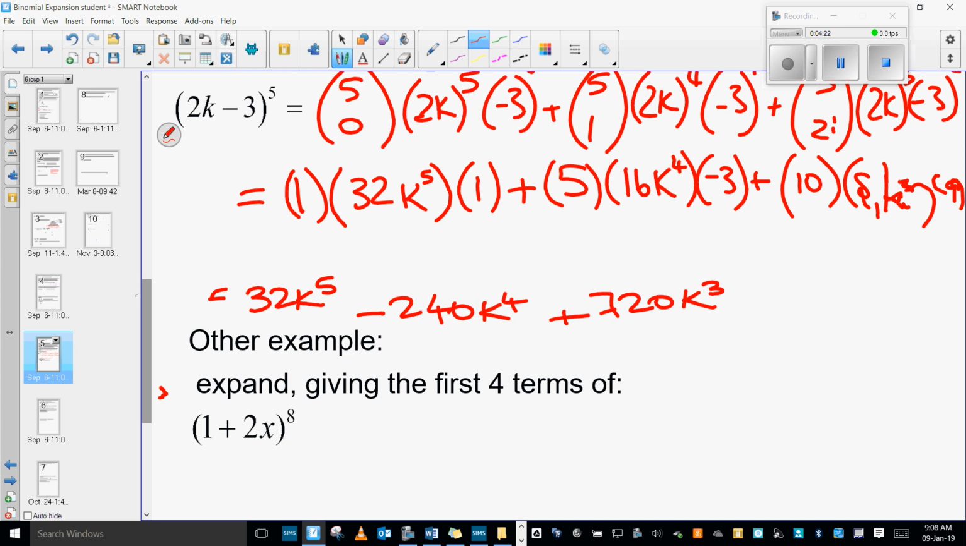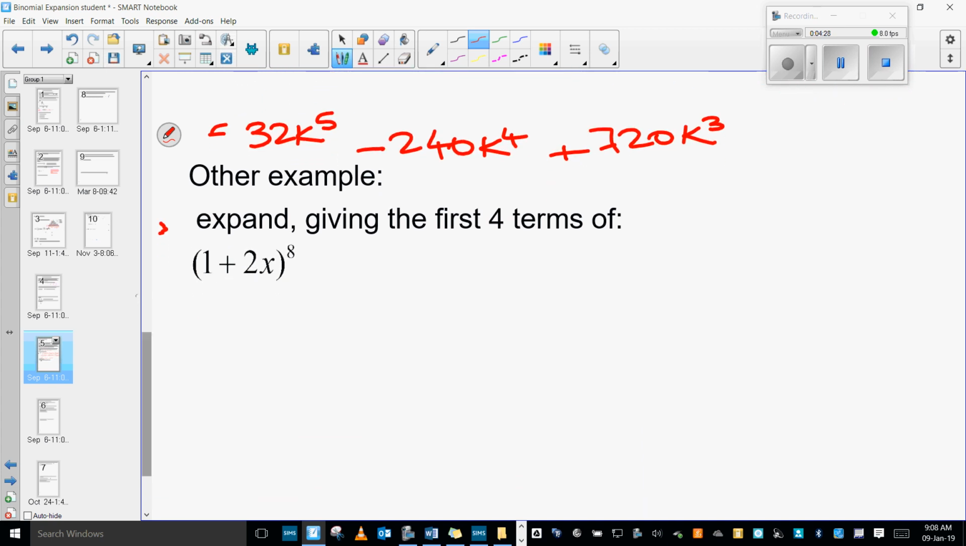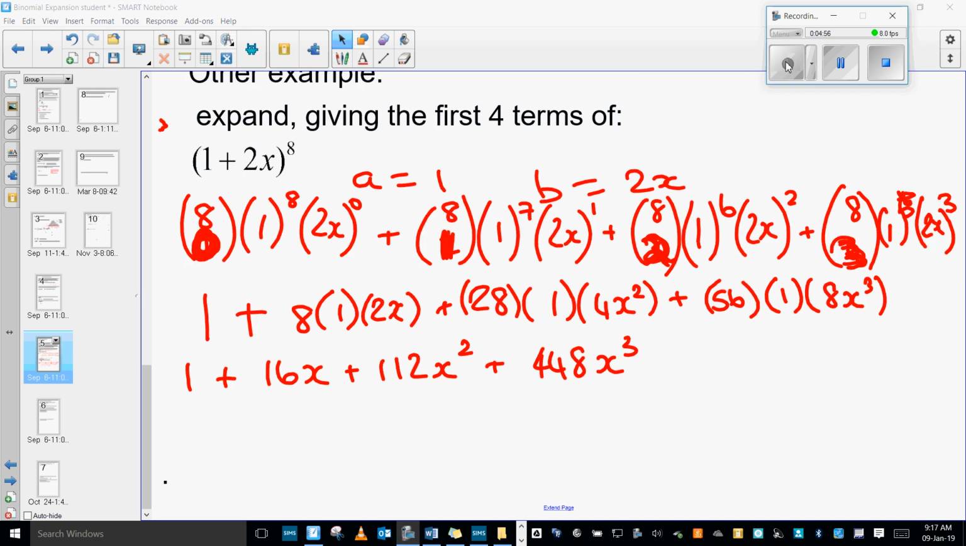All right, next one. We're expanding the first 4 terms. So, as I said before, identify what your A and B are. So, if it helps, actually write next to it, A equals 1 and B is equal to 2x. I'll let you expand that and see if you can do that on your own, whilst I write back here. Right, okay, so we get this answer here once we've done all our expanding.